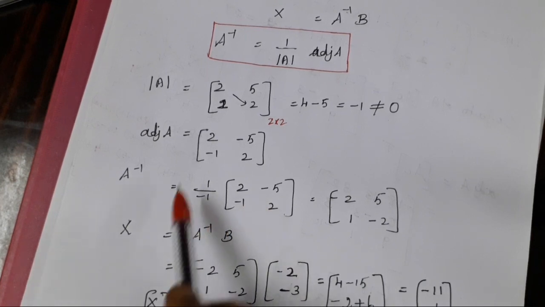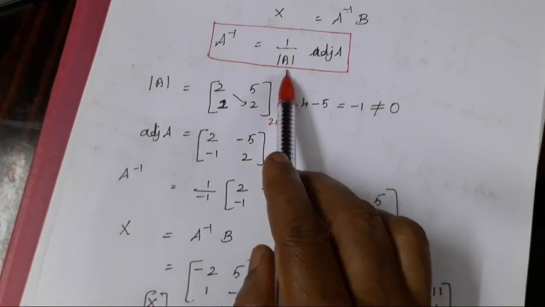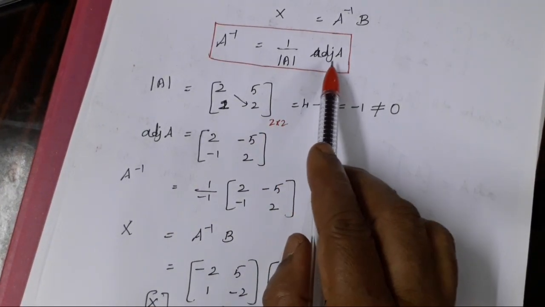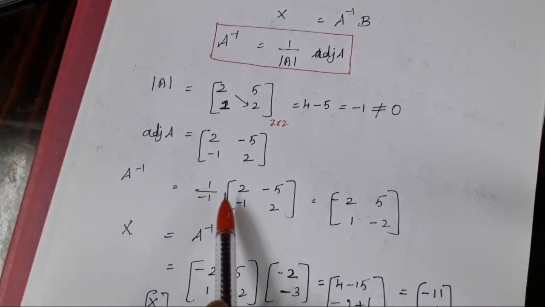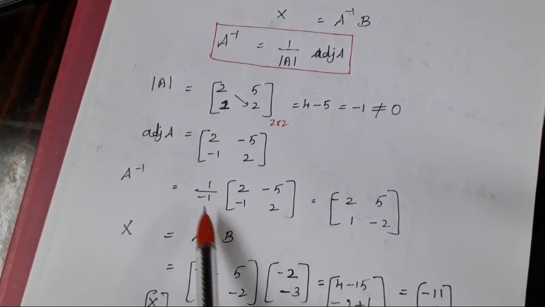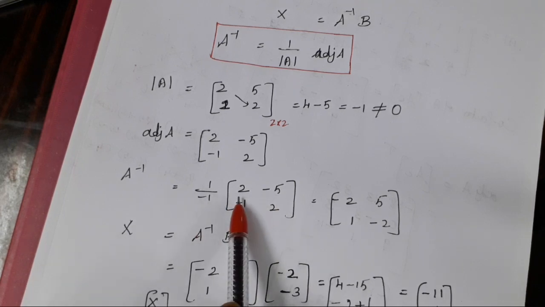You substitute the values in the A inverse formula: A inverse equal to 1 by determinant of A into adjoint of A. So what do you get? 1 by minus 1 into 2, minus 5, minus 1, 2. So multiplied with A, if the minus sign goes inside, what happens?